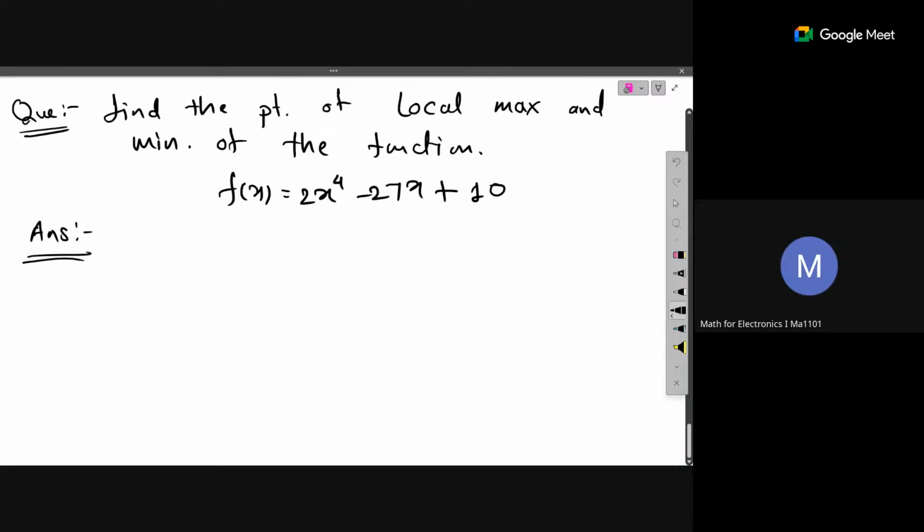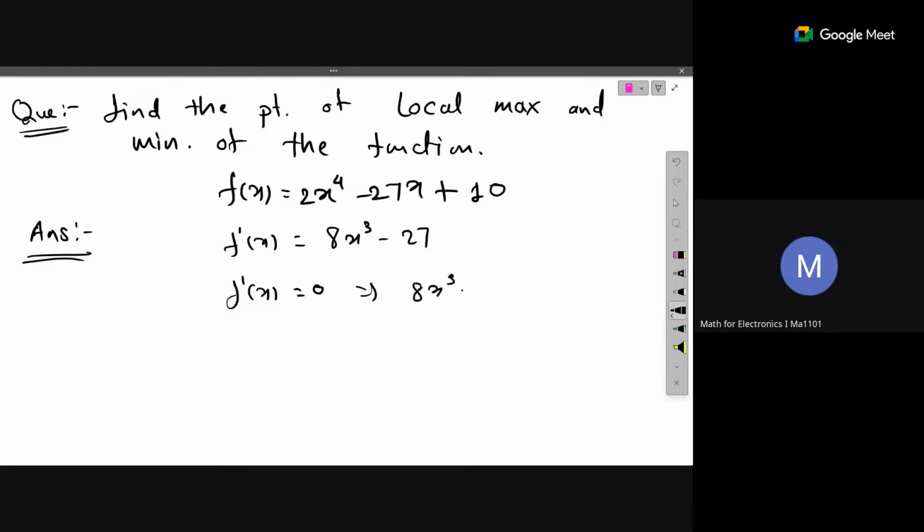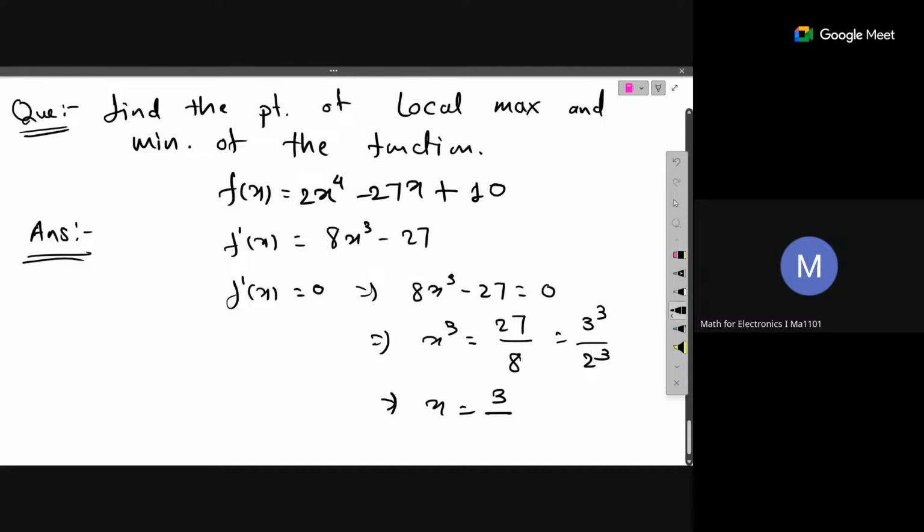First, we have to take f dash of x, which is equal to 8x cube minus 27. For finding the point of local maxima or minima, we have to equate this quantity to 0. So f dash of x equals 0 implies 8x cube minus 27 equals 0, which is nothing but x cube equals 27 by 8. This is nothing but 3 cube by 2 cube. If you take the cube root, you will get x equals 3 by 2. So this is one point we get by solving this equation.